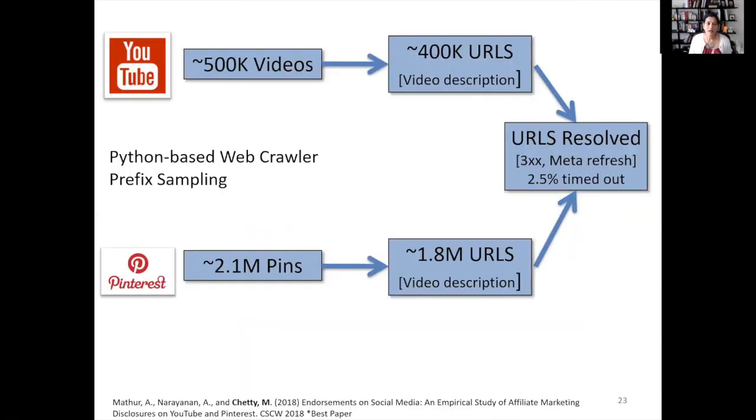And we wanted to investigate this problem. So what we did was we basically scraped YouTube. We got about 500,000 YouTube videos. We also looked at a social media site called Pinterest, maybe some of you are familiar with it, and got about 2.1 million pins. Essentially, we looked at all the video descriptions of those videos and pins, and we scraped all the URLs out of them, so all the website links.